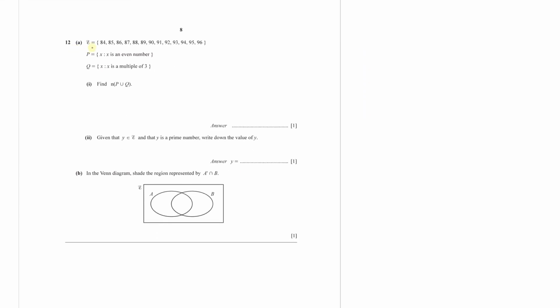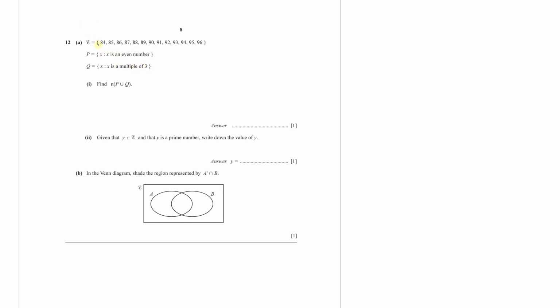Question 12: you're given a universal set of these numbers. P is a set of numbers from these that are even. Q is a set of numbers from these that are multiples of 3. So you have to find the number of elements in P union Q. So you have to find all the elements that are even or multiples of 3.